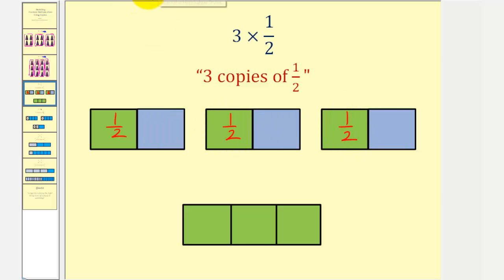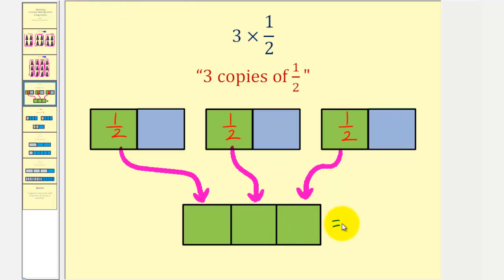So if we have 3 copies of 1/2, this would be 1 copy of 1/2, this would be a second copy of 1/2, and this would be a third copy of 1/2. And again, if each rectangle represents 1 unit, we can see that 3 copies of 1/2 is equal to 1 1/2, or as an improper fraction, we would have a denominator of 2, and then 2 times 1 plus 1 would give us 3/2.